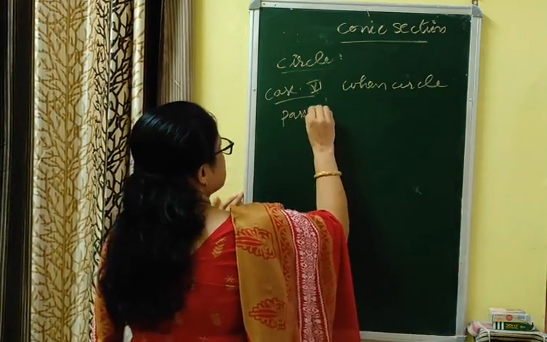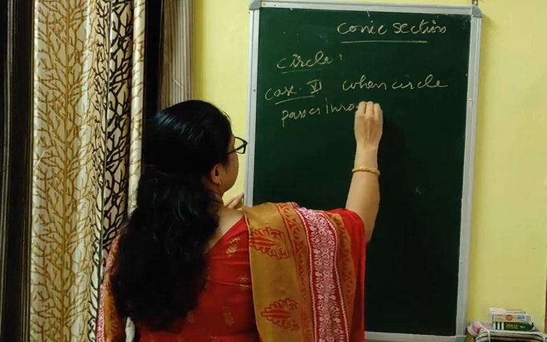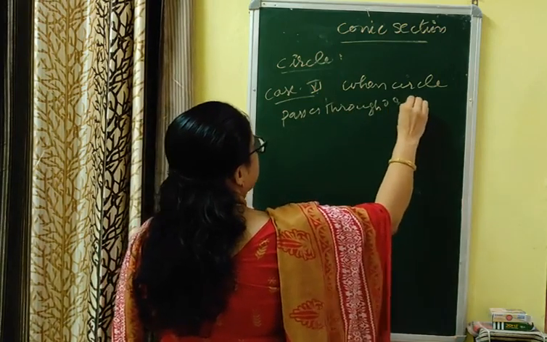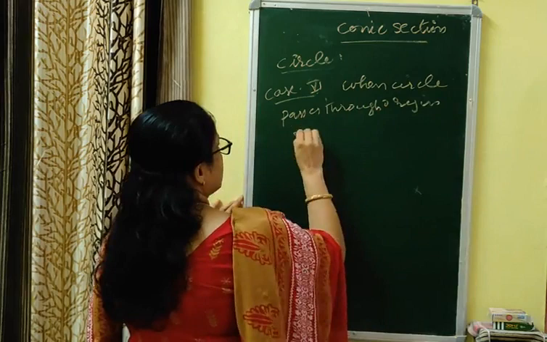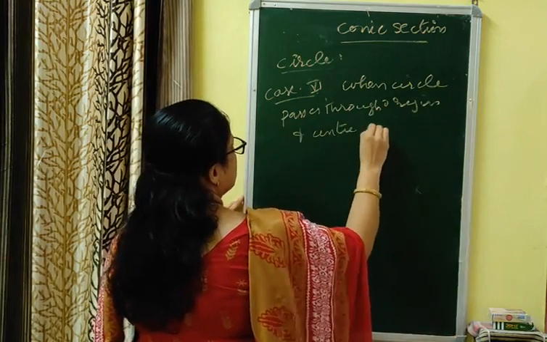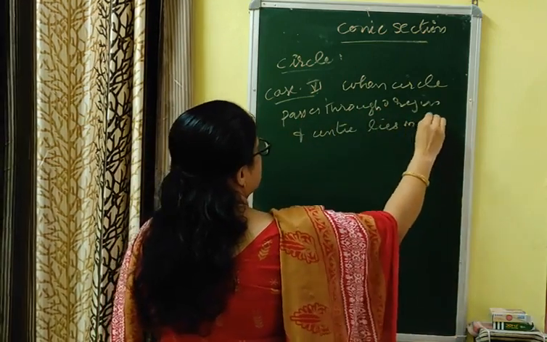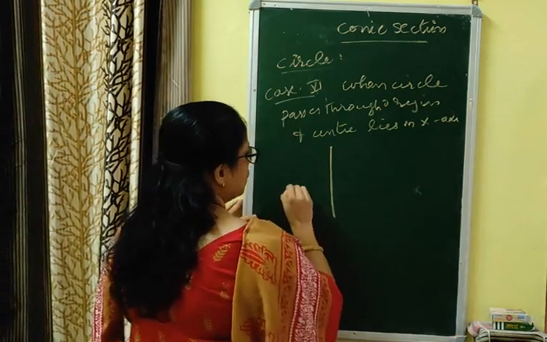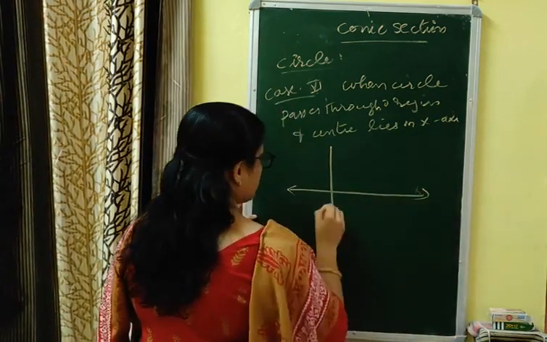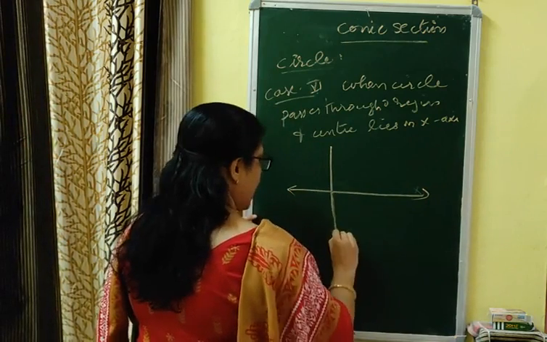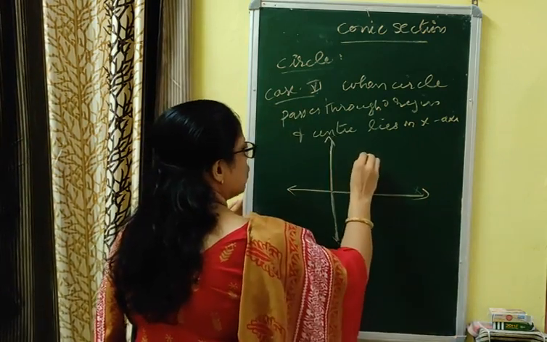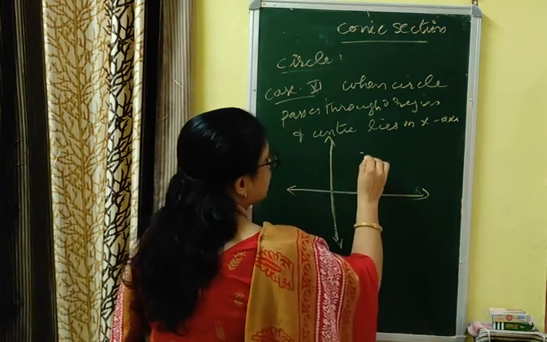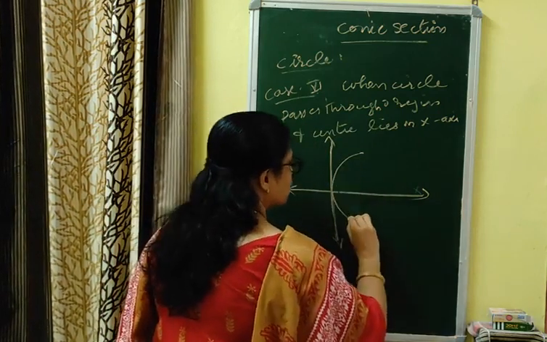When the circle passes through the origin and the center lies on the x-axis, the figure will be like this. The circle should pass through the origin, and its center lies on the x-axis. I'm drawing the approximate figure.